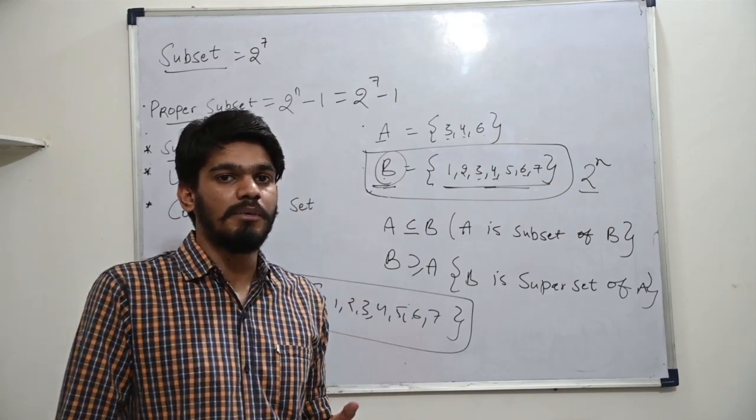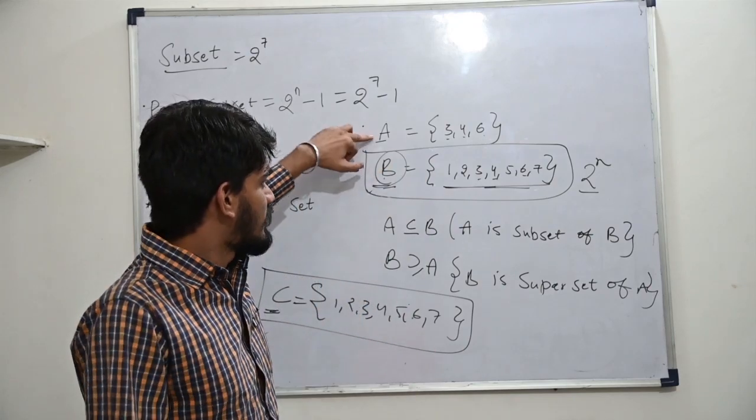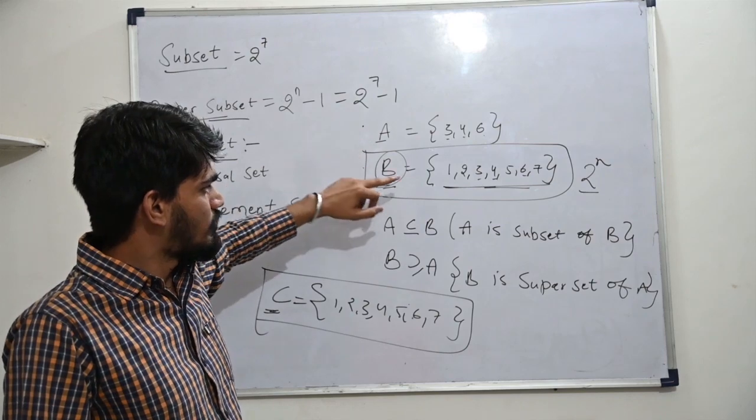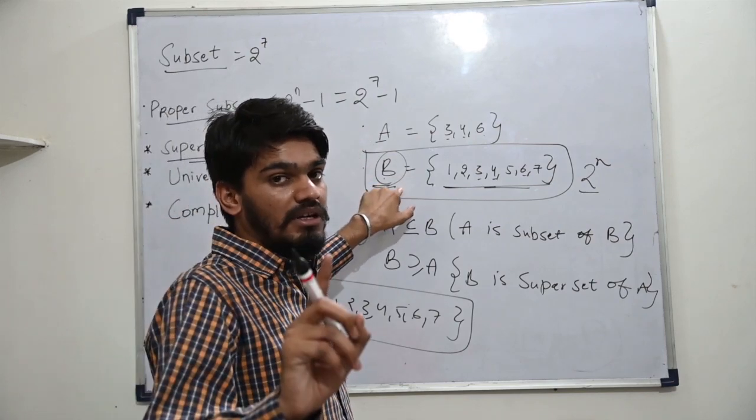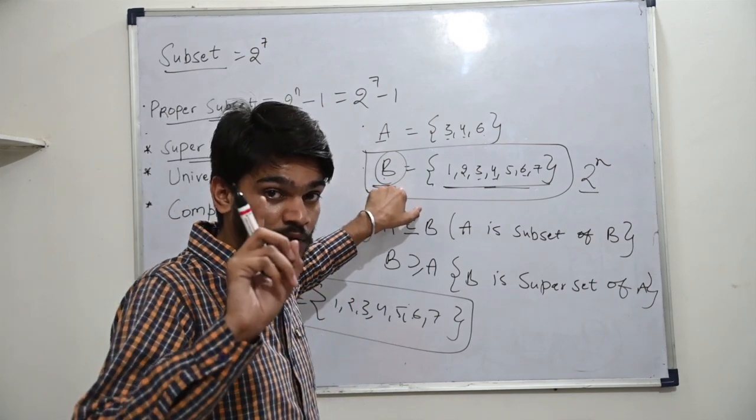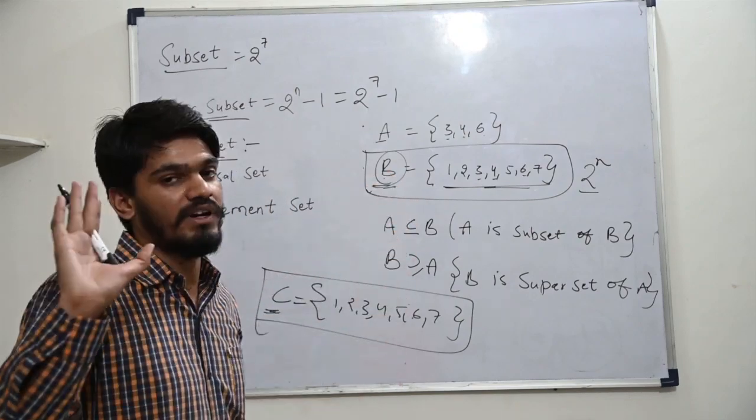Why? What is the condition of a proper subset? The elements in set A should be in set B, but in set B there should be one element extra, at least one element extra.